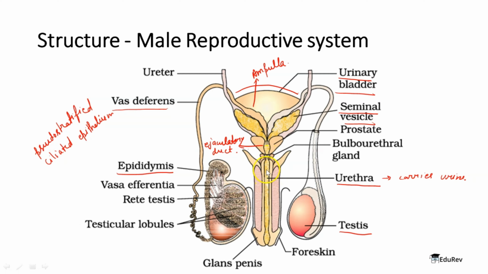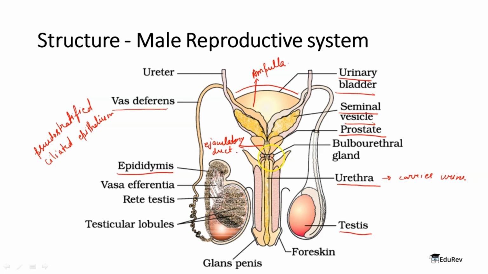Then there comes another gland known as the prostate gland, which is single. Only a single gland is present. This is our prostate gland. Now the prostate gland also secretes some items into the urethra.